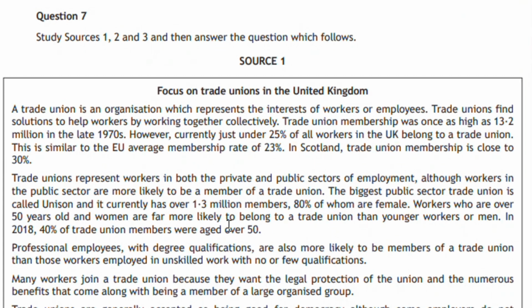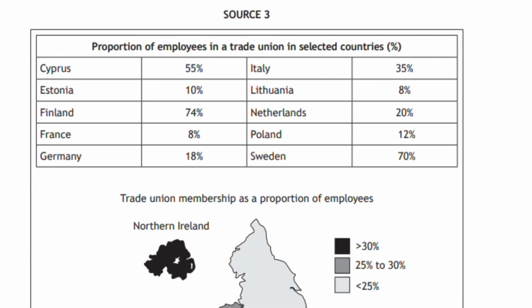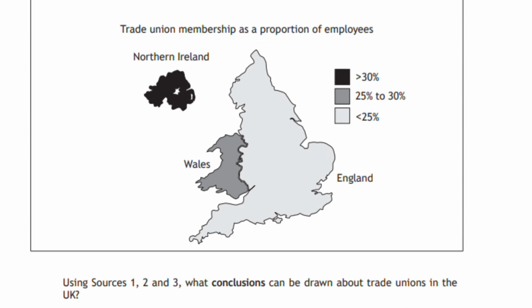So first thing you'll notice is we have source 1, which is a written source. Source 2, we've got some numerical information in the form of graphs. Source 3, we've got a table with some percentages as well as a wee map.